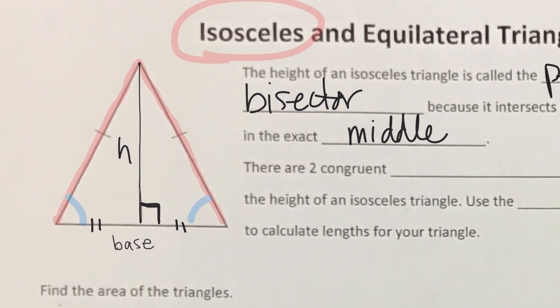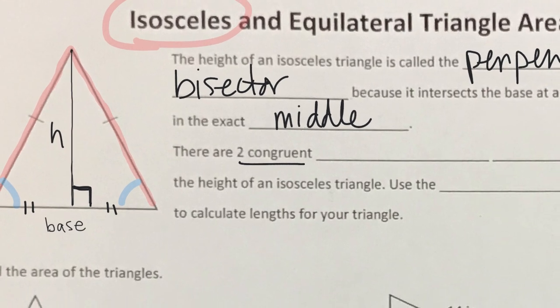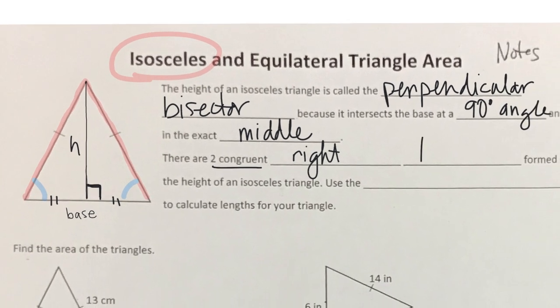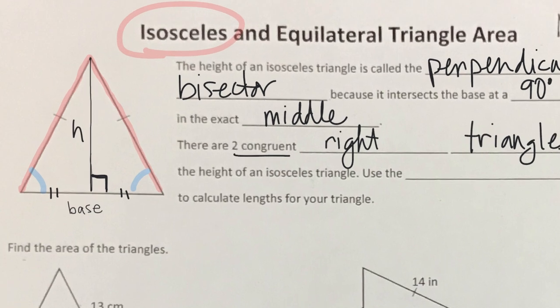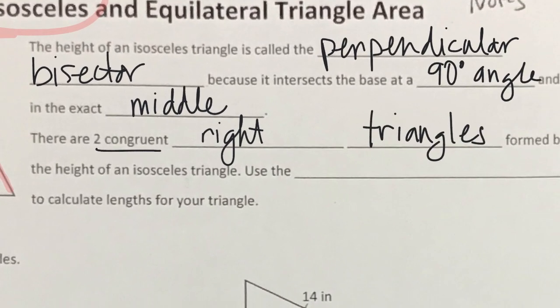Well, there are two congruent triangles. And what kind of triangles are there? Right triangles. There are two congruent right triangles formed every time you have a height. Two congruent right triangles. And whose theorem are we going to use to calculate the height? The only theorem we use every single day, the Pythagorean theorem.